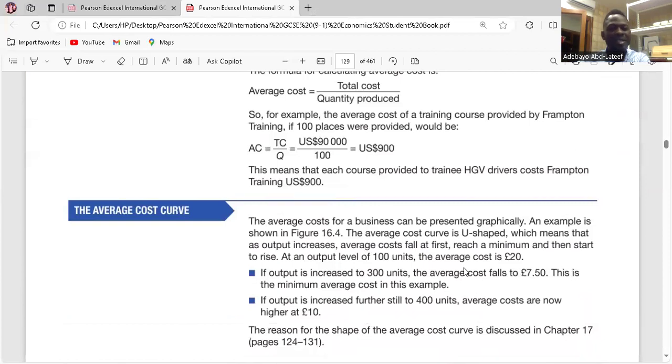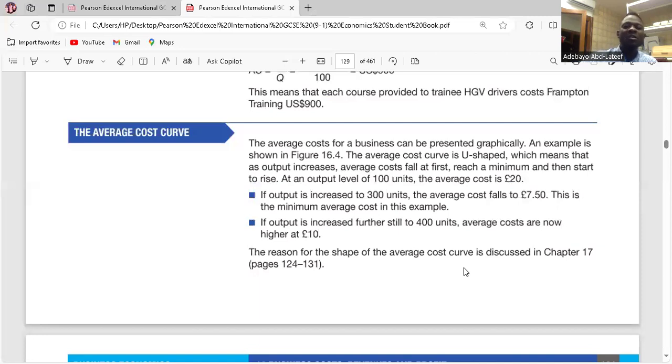Then we have the average cost curve. An average cost curve, are you there? The average cost of a business can be presented graphically. It is U-shaped. The AC is always U-shaped.